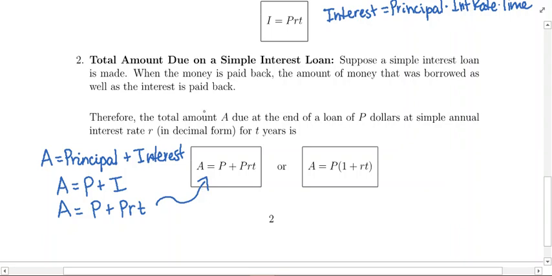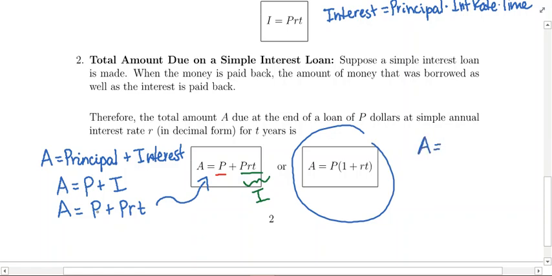All this first box is saying is that the total amount you're going to pay back is going to be the principal plus the interest, because this is really the interest right there. This formula in the first box is equivalent to this guy. Because over here, we left off with A equals P plus PRT. It is the same thing as this.